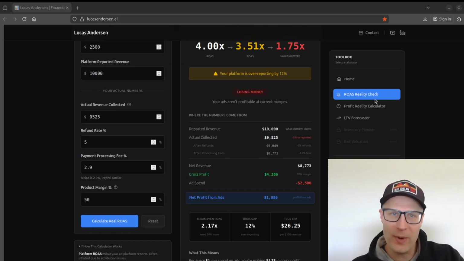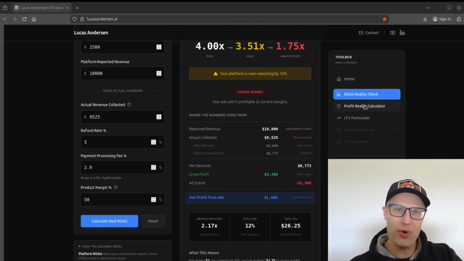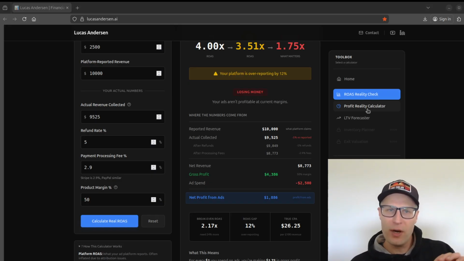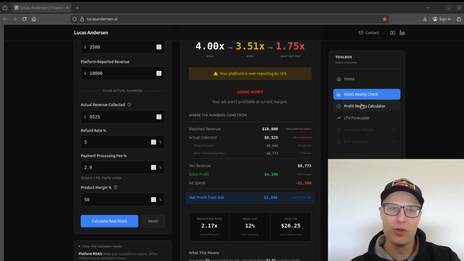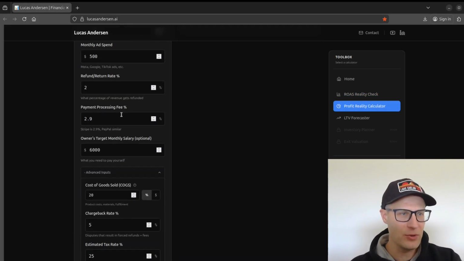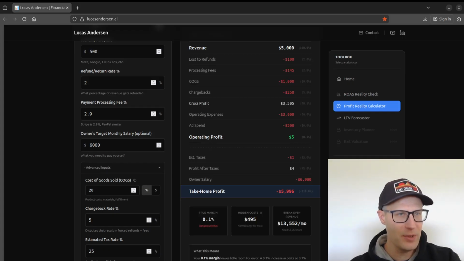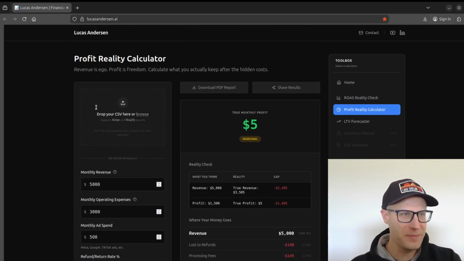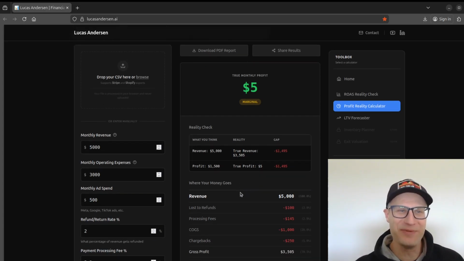I have a ROAS reality check. There is a profit reality calculator, which looks at the differences between what your data is, and which parts of your profit and revenue attribution are leaning towards your bottom line. I think this is the template here, and we can put in some different money. So we're making $5 a month there.